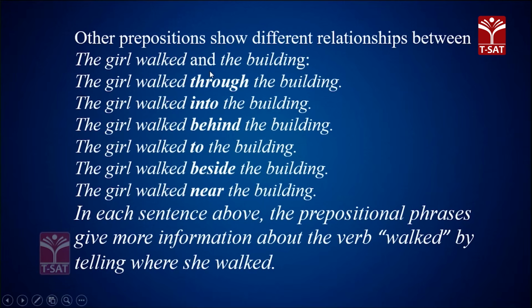The girl walked in the building, okay, this is the sentence. The girl walked through the building, through is a preposition here. The girl walked into the building, this conveys some meaning. The girl walked behind the building, this conveys some other meaning. The girl walked to the building, this conveys other meaning. The girl walked near the building, this sentence conveys a very different meaning.